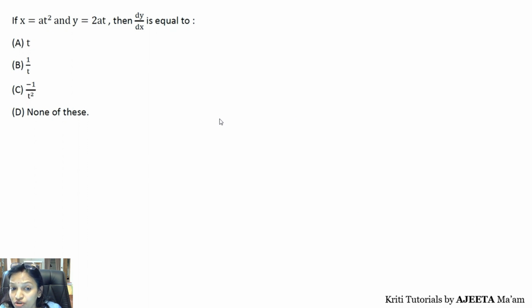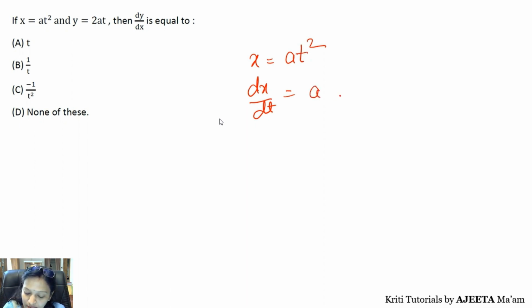Now x is a function of t, y is also a function of t, and we have to find dy by dx. Let's see how we can do it. Let's take x as at square. If we find dx by dt, differentiating with respect to t, you have to assume here that a is a constant. Remember, it's not given, but it's understood that a is a constant. So a will come as it is, and the differentiation of t square is 2t with the help of power rule.